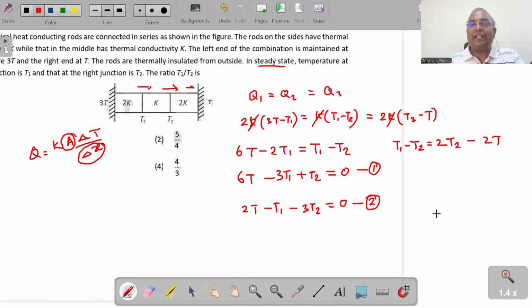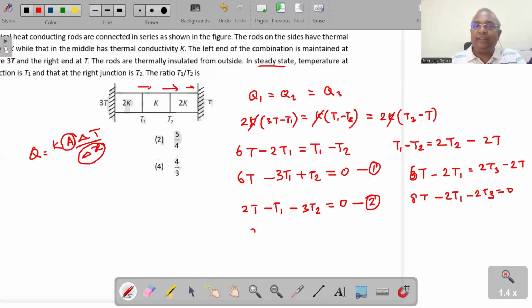Equation 3, the last. 6T minus 2T1 equal to 2T3 minus 2T. அப்போ 8T, 6T இந்த சைடு வந்தா பிளஸ் 8T minus 2T1 minus 2T3 equal to 0. This is equation number 3.